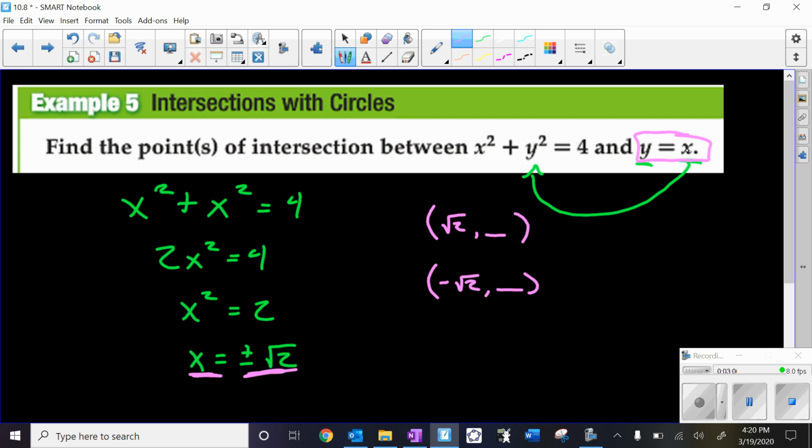So if I start with this one, if I say x equals square root of 2 and y equals x, then y also has to be square root of 2. Likewise, if I have a negative square root of 2, then my y value is negative square root of 2. So in this case, I would have 2 points of intersection.